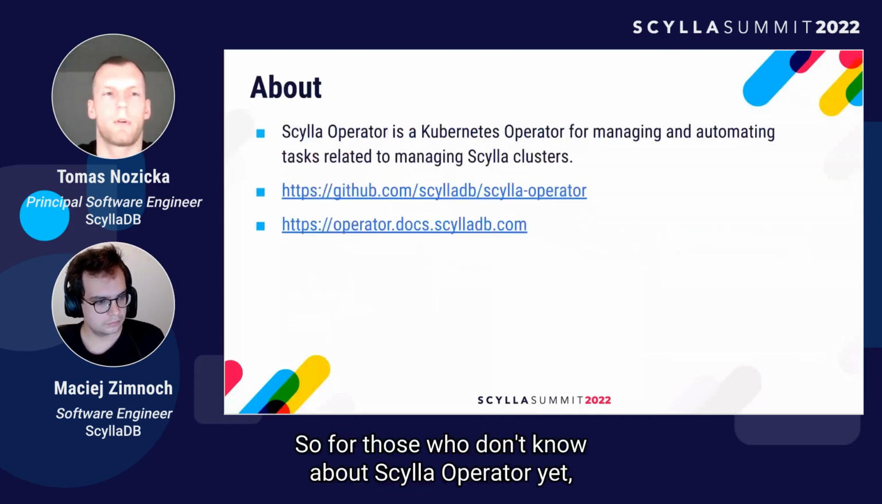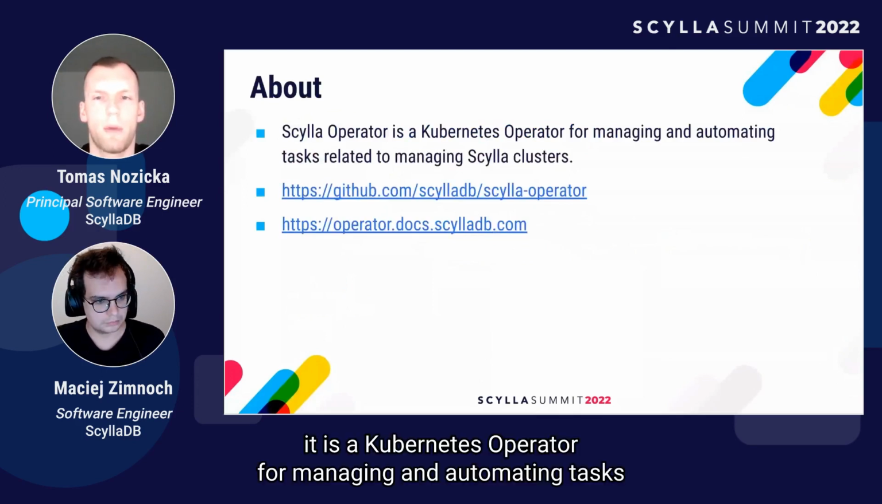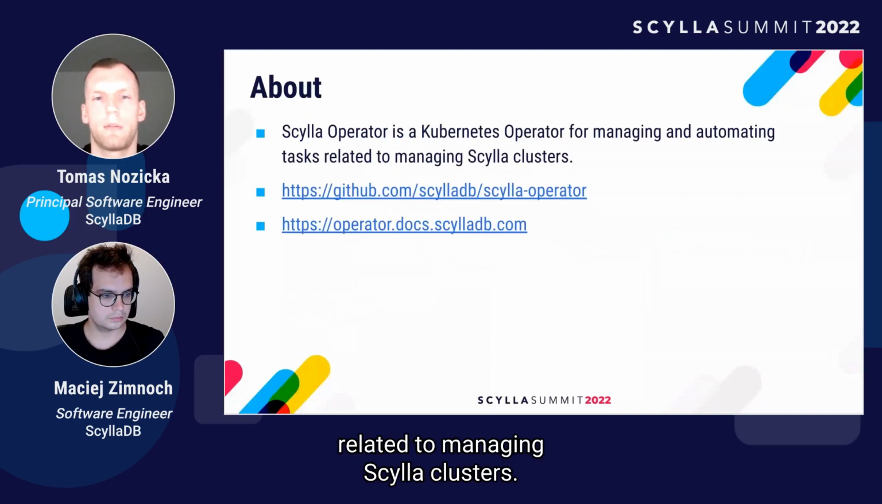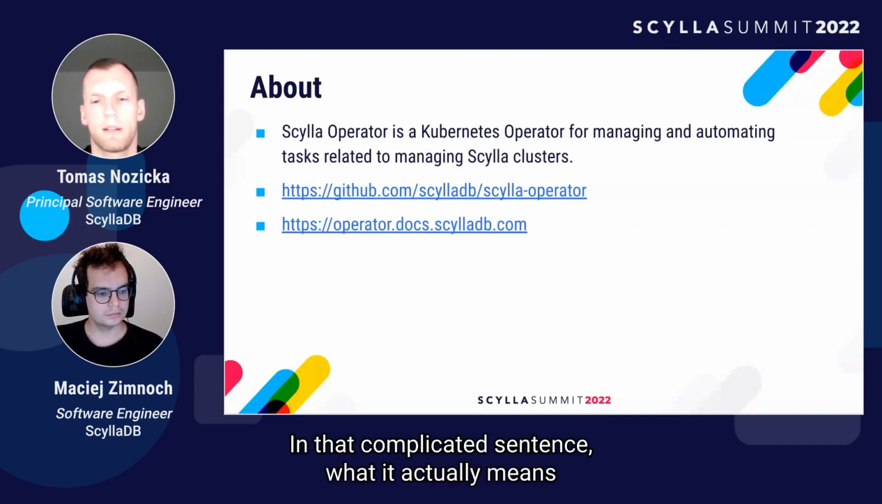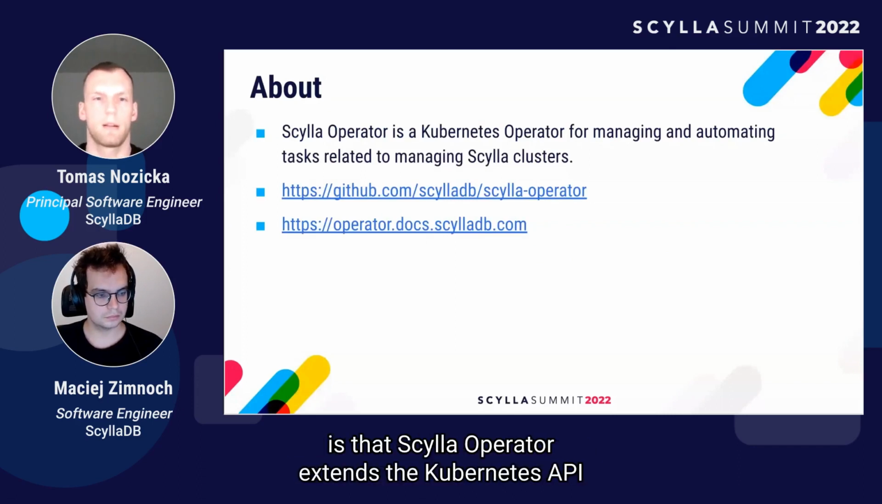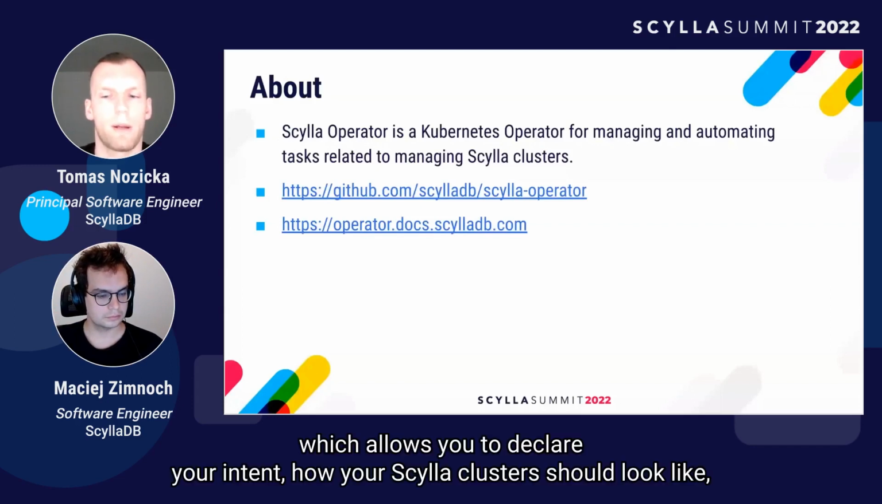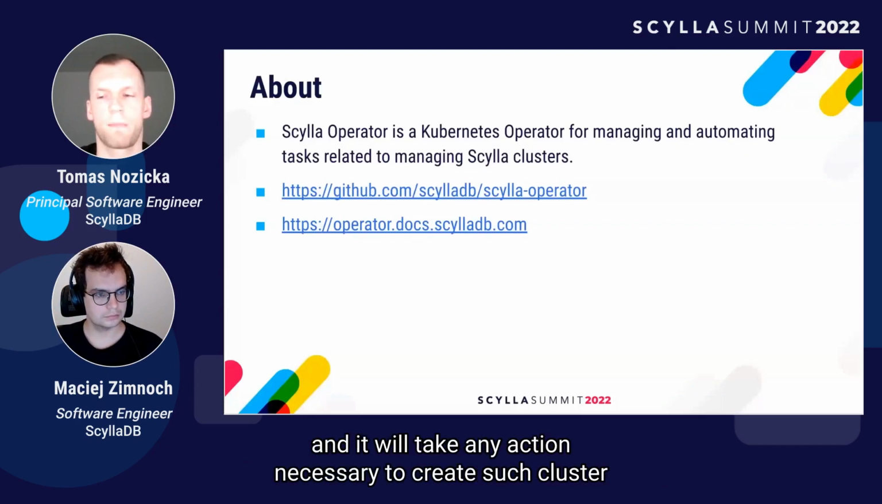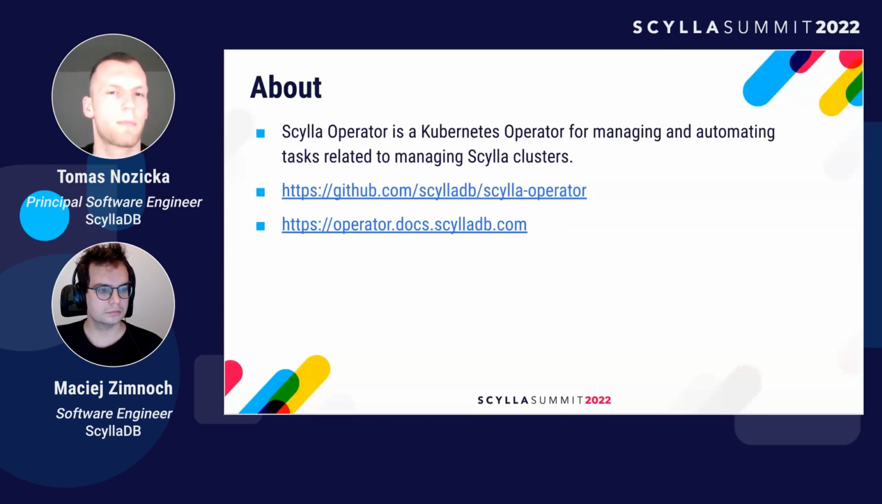For those who don't know about Scylla Operator yet, it is a Kubernetes operator for managing and automating tasks related to managing Scylla clusters. In that complicated sentence, what it actually means is that Scylla Operator extends the Kubernetes API, which allows you to declare your intent, how your Scylla cluster should look like, and it will take any action necessary to create such a cluster and any resources in the Kubernetes cluster for you.